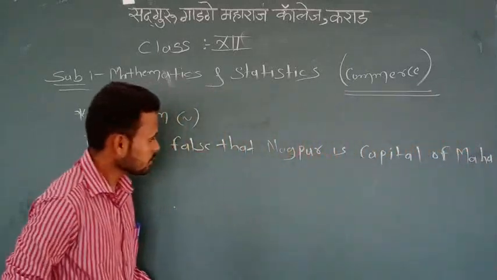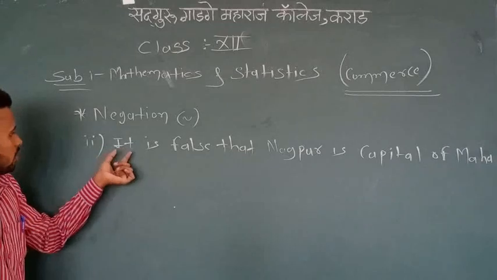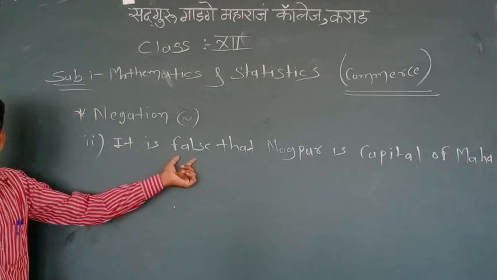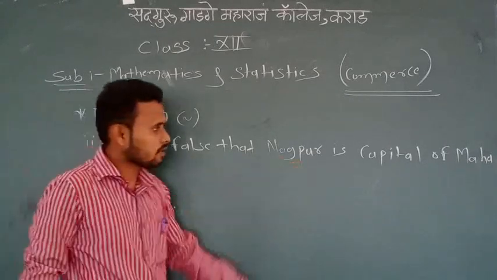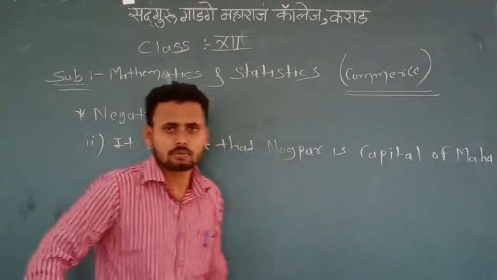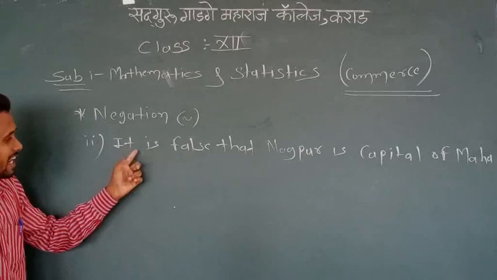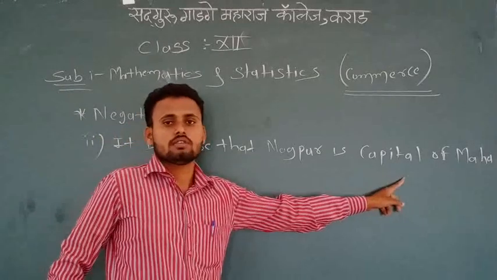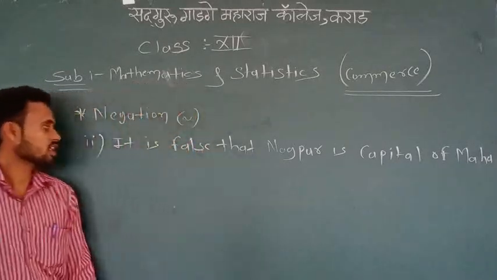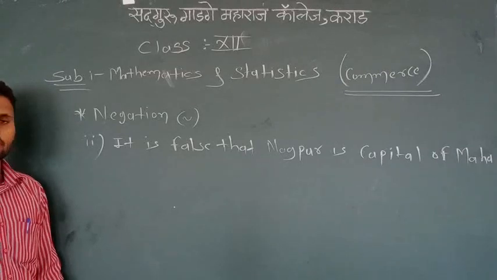Example: It is false that Nagpur is capital of Maharashtra. Here we have to write the negation of the following statement: It is false that Nagpur is capital of Maharashtra.